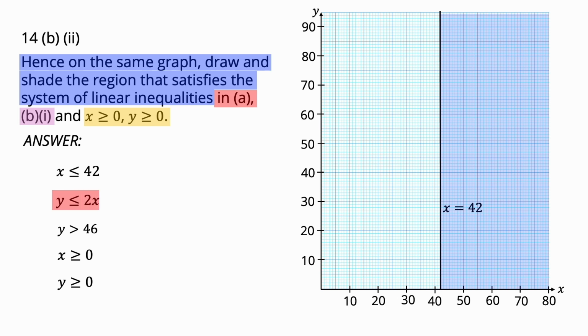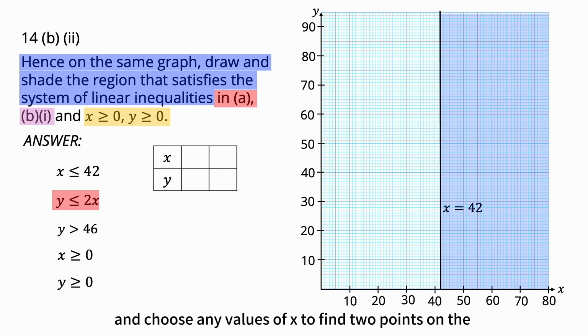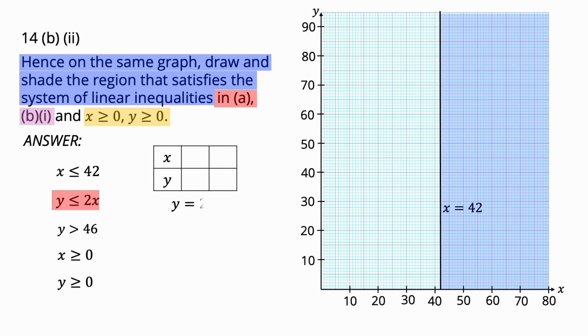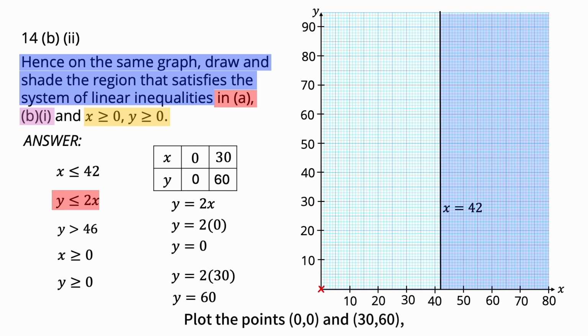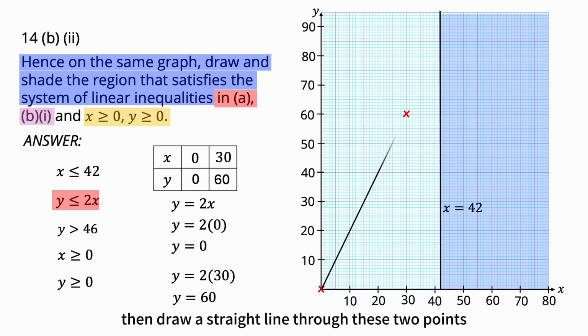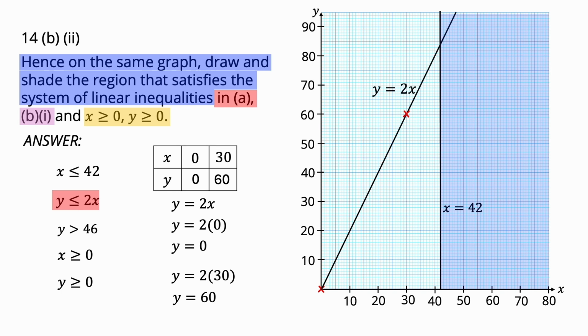For Y less than or equal to 2X, let's draw a table and choose any values of X to find 2 points on the line Y equals 2X. When X equals 0, Y equals 0. When X equals 30, Y equals 60. Plot the points (0, 0) and (30, 60). Then draw a straight line through these 2 points, and shade the unsatisfied region for Y less than or equal to 2X, which is the region above the line.